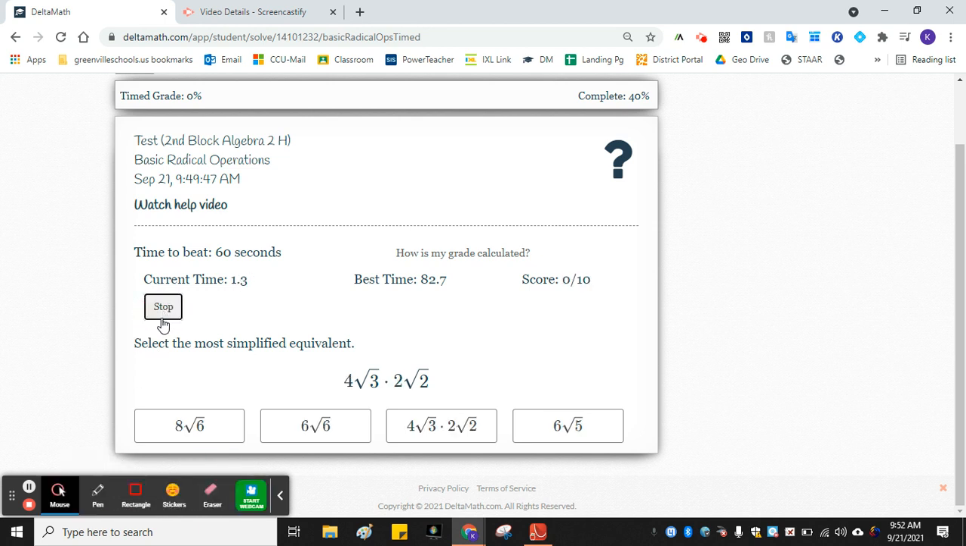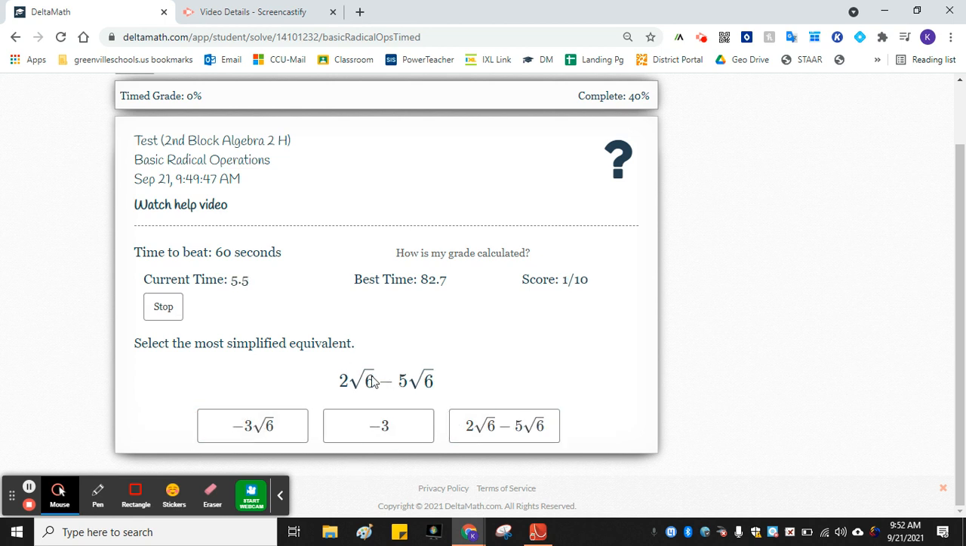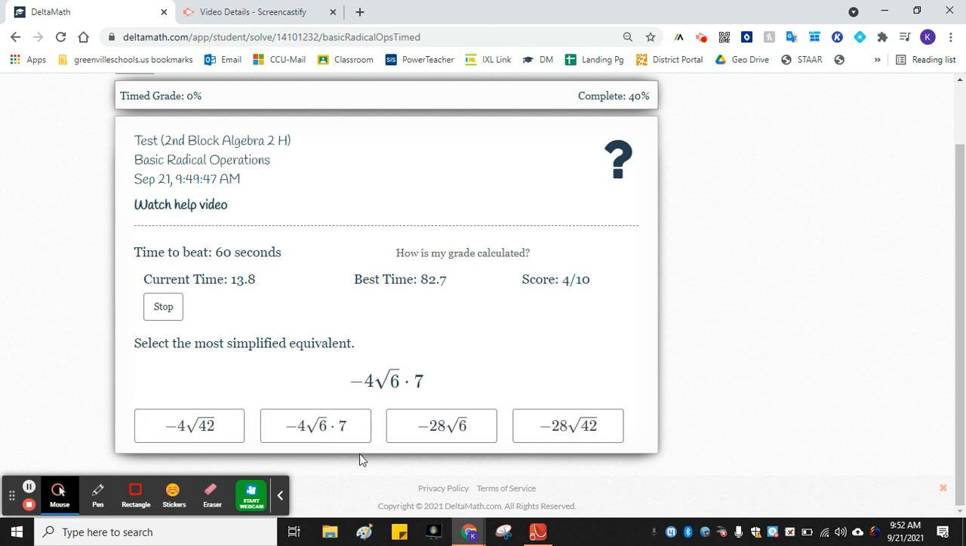8 square root 6. Like terms, so 2 minus 5 is negative 3. Keep the square root of 6. Not like terms, you can't add them. Not like terms, you can't subtract them.